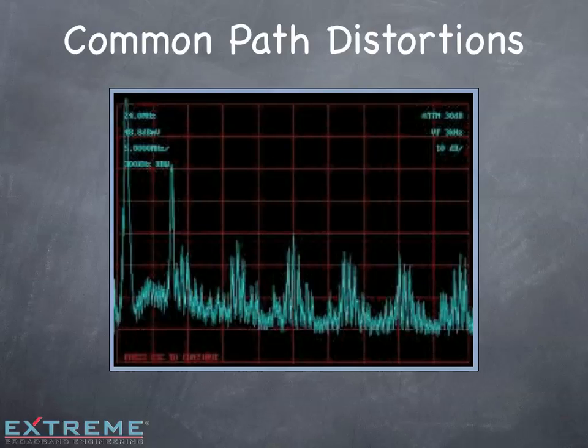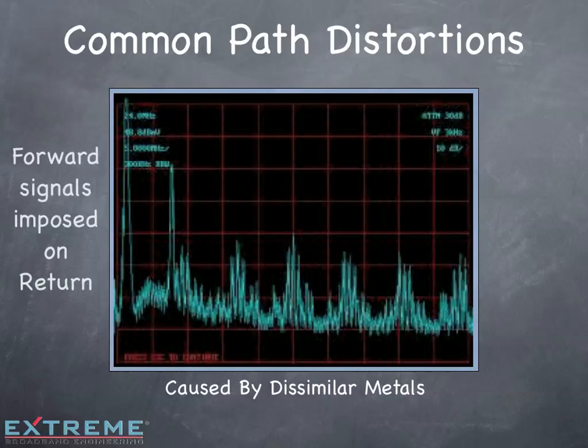Common path distortion can develop at any point where the forward and return signals are present, and there's a contact point, such as between a center conductor and a passive port contact. Normally this point of contact won't create common path distortion, but if the platings are scraped to the base metals, corrosion could develop due to dissimilar metals, causing a diode, and the forward signals get imposed on the return.